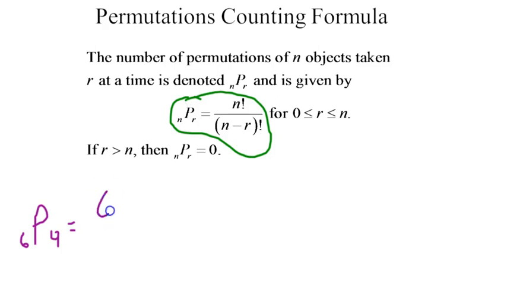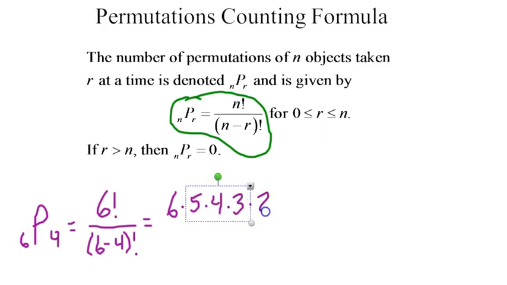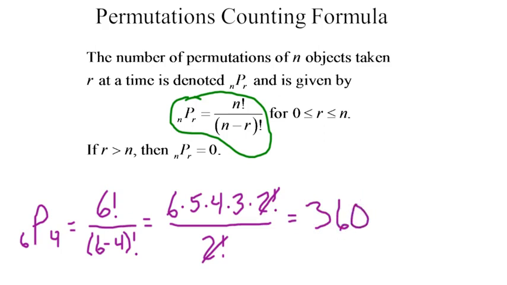we could rewrite this as 6 factorial over 6 minus 4 factorial. 6 factorial, we can rewrite that as 6 times 5 times 4 times 3 times 2 factorial. The reason I did that is because the bottom simplifies to 2 factorial. So anything divided by itself, those eliminate. So we're left with 6 times 5, which is 30, 30 times 4, which is 120, 120 times 3, we would get 360.